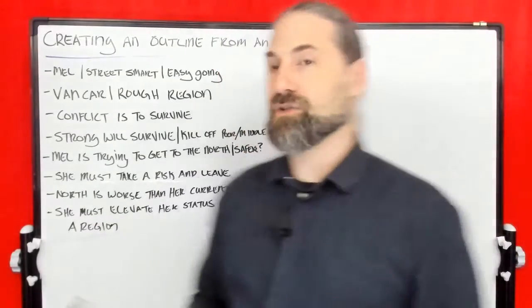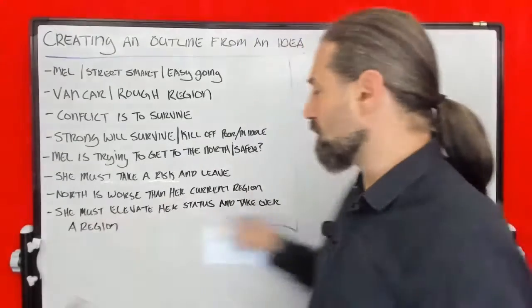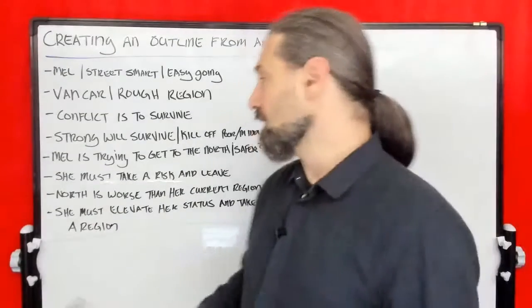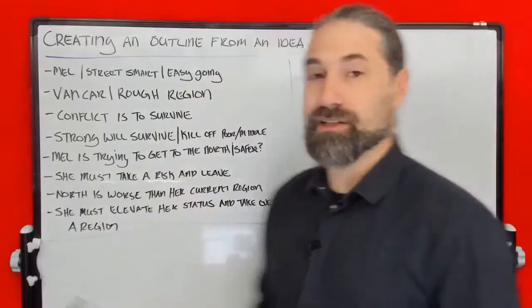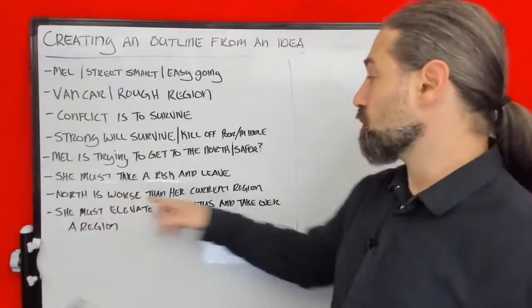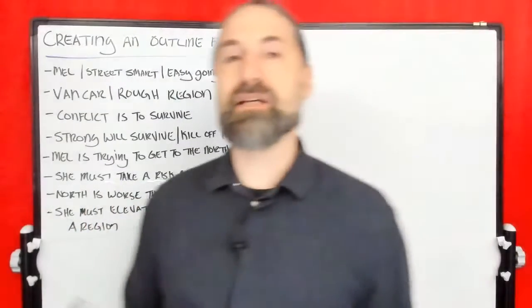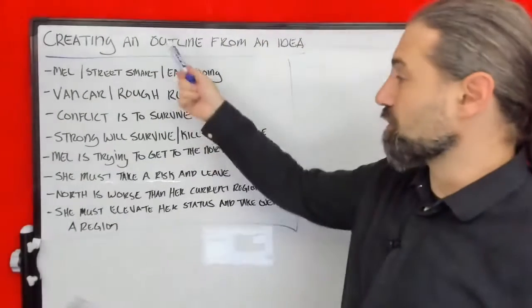So there's a couple things that go on here. This could be the end of the movie, and then this could be the whole second movie. It could also be a miniseries. It could be whatever you want, right? If it's a book, you could probably fit all of this in the book. I've seen books that are just massive. And if that's the case, the north being worse than her current region would probably be the midpoint, the climax, where it's like this is all ascending.